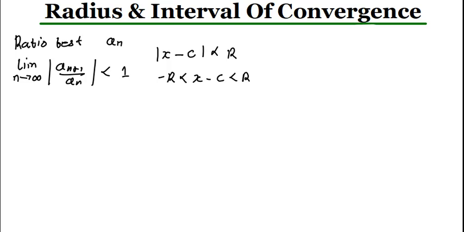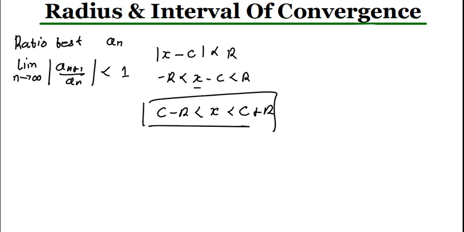Okay, so now you are supposed to have only x in the middle here. So what does this mean? It means you're supposed to add plus c on the other side. Meaning this is going to be something like c minus r less than x less than c plus r. So this one here is what is termed as the interval of convergence.